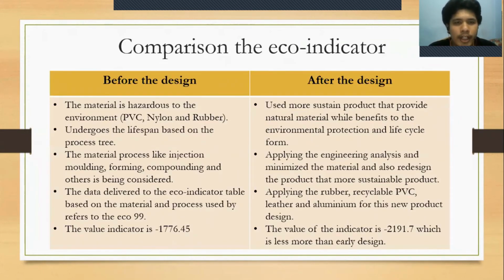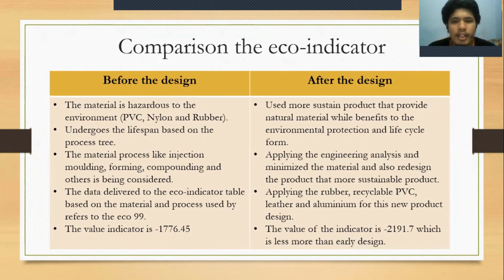Comparison of eco indicator 99. Before the redesign, we use the hazardous materials PVC, nylon, and rubber. Use the lifespan process entry, and then use the material processes like injection molding, forming, and others. And then the data we deliver to the eco indicator is based on material and process. And then the value is negative 1776.45.